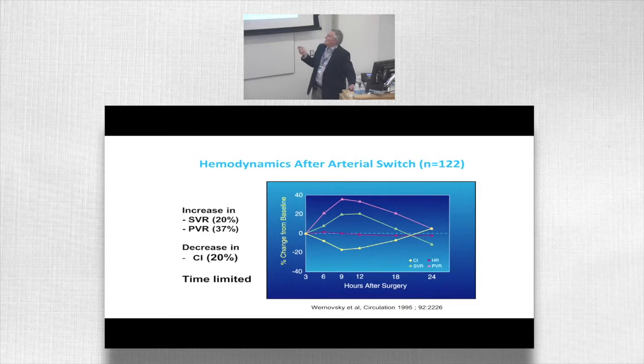I was involved in the tail end of this study. We had, out of 175 or so patients, 122 that we had accurate measurements of cardiac output via thermodilution. And what was detected was that within some time, usually within the first 6 to up to 18 hours after surgery, there was a decrease in cardiac index measured by thermodilution of 20%, associated with a high SVR and a high PVR. But notice it's very time limited, and really within 24 hours that started to improve and to change.